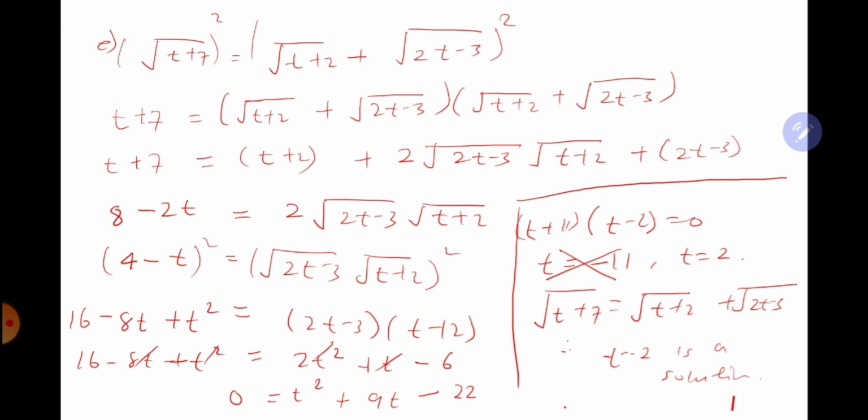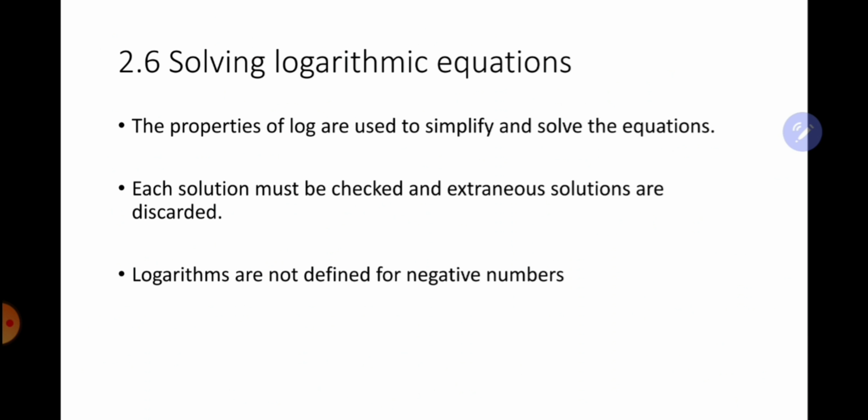Now let's move to solving logarithmic equations. Usually the way we solve logarithmic equations is by using the properties of log, and we simplify and solve the equation. Each solution must be checked and extraneous solutions are discarded. Logarithms are not defined for negative numbers. Remember in the last lecture, the function for log looks like this, so that's the x, that's the y. So it is only defined for positive numbers.